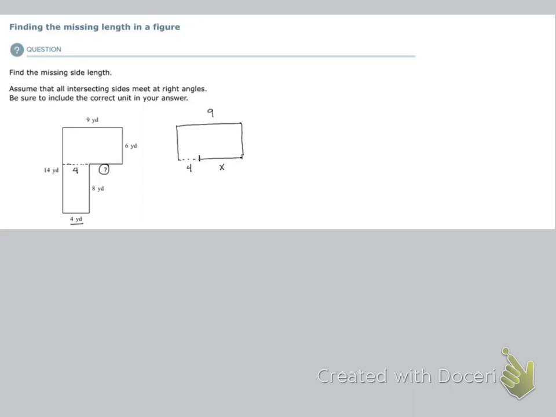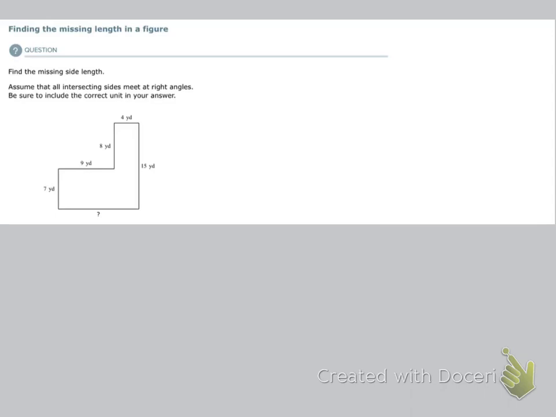Again, because all of our sides are meeting at right angles, I know that this opposite side has to also be 9. Therefore, I know that 4 plus X will equal 9. And if I subtract 4 from both sides, I will find that X equals 5. Now, I want to make sure I include the correct unit in my answer. And the correct unit here is yards. Now let's look at the second example.